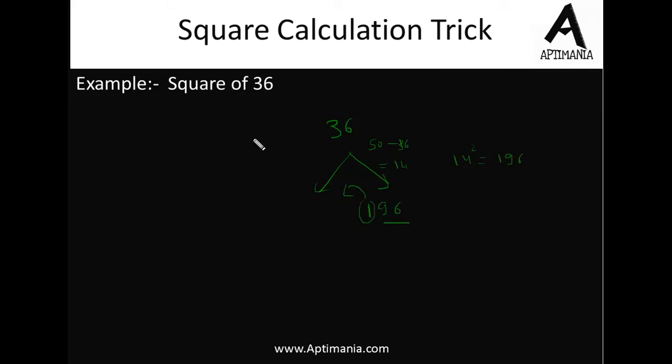Right? Now we'll subtract this 14 from 36. We'll get 22. And we need to divide this by 2 again. So here we'll get 11. And when we add this 1 to this 11, we'll get 12 and 96. So the square of 36 is nothing but 1296.